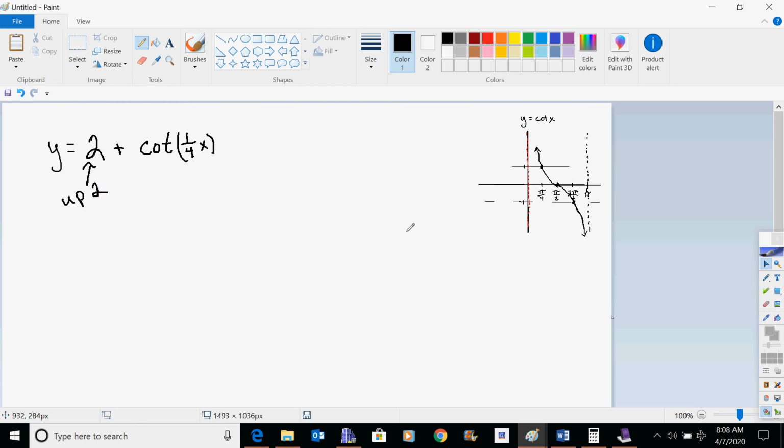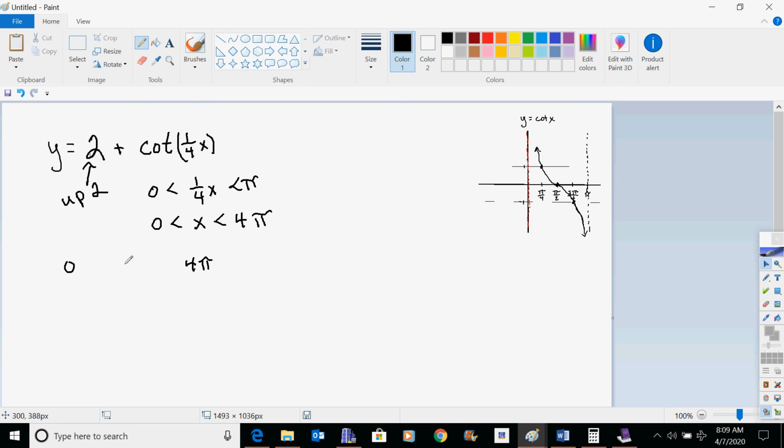Cotangent 1/4 x, so that means for cotangent you're going between 0 and pi. So 0, 1/4 x in the middle, and pi on the end. So when you do this, you're going to multiply all sides by 4. It gives me 0 and pi and 4 pi for my beginning and end. So that's convenient. So I have 0 and 4 pi.